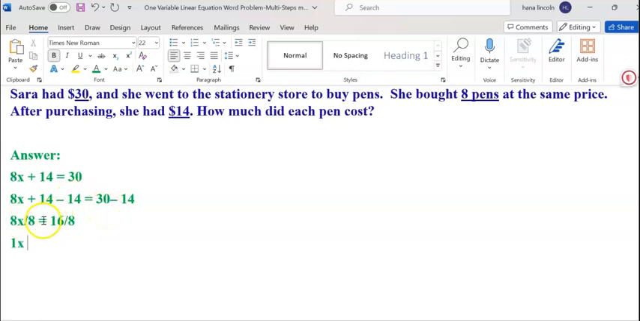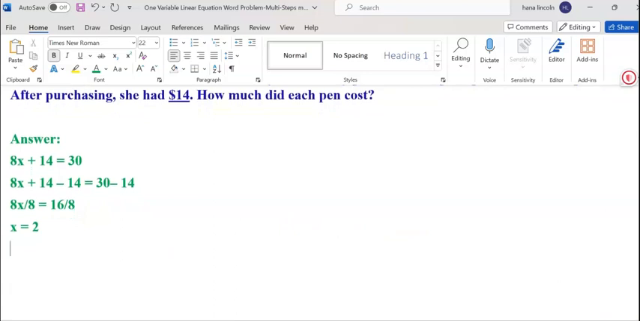All right, bring equal down here. 16 divided by 8 is 2, right? So 1x is the same as x. So the value of x is 2, which means each pen costs $2. Now you can write down your answer in a phrase or statement, okay? So answer: each pen costs $2, okay? Now when you write down the answer in a phrase like this, we enter the dollar sign, okay?